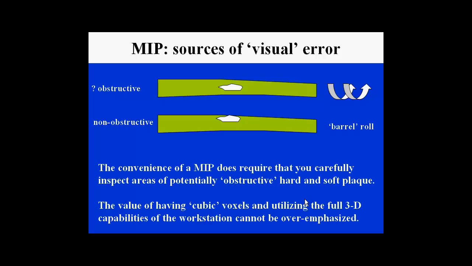The convenience of a MIP does require that you carefully inspect the areas of potentially obstructive, hard, and non-calcified plaque. Again, the value of having cubic voxels and utilizing the full three-dimensional capabilities of the workstation cannot be overemphasized.